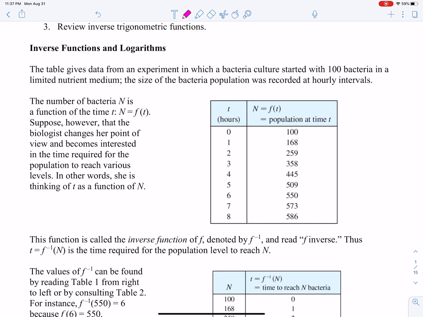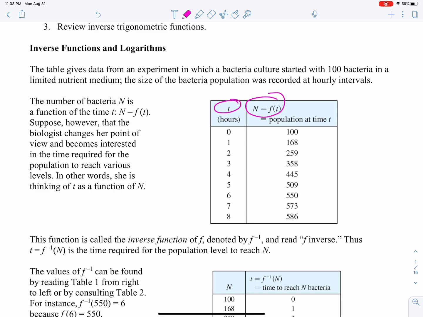The table gives data from an experiment in which a bacteria culture started with 100 bacteria in a limited nutrient medium. The size of the bacteria population was recorded at hourly intervals. So there you go. There's your chart, T hours. There's your population, F of T. The population is a function of time. The number of bacteria, N, is a function of time, like I just said, N equals F of T.